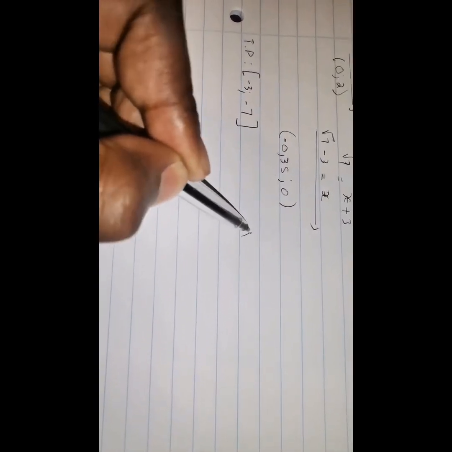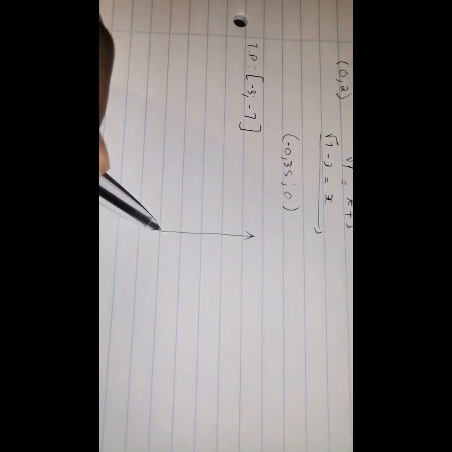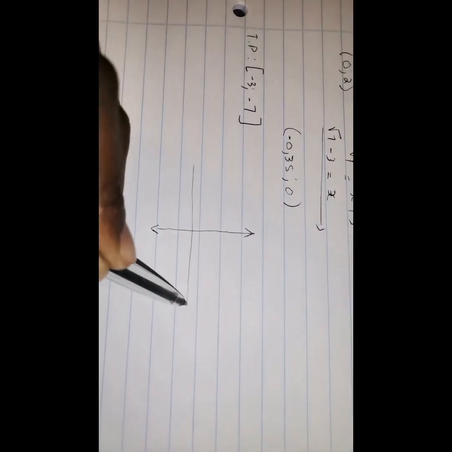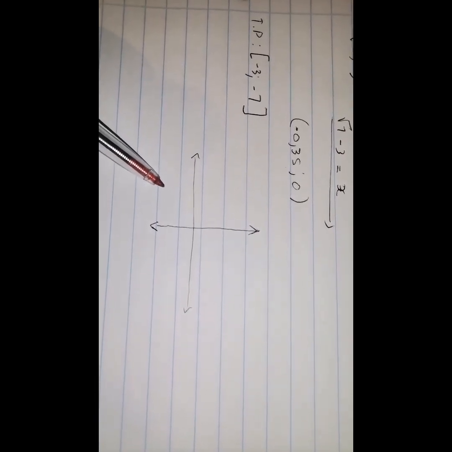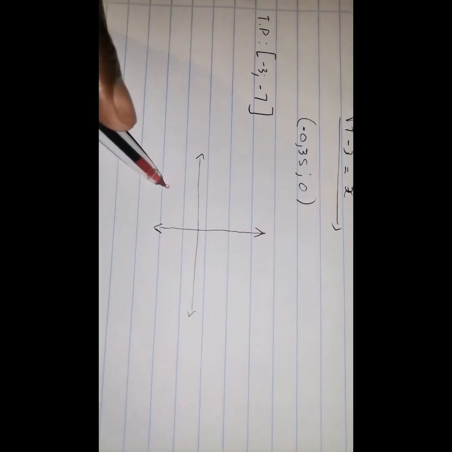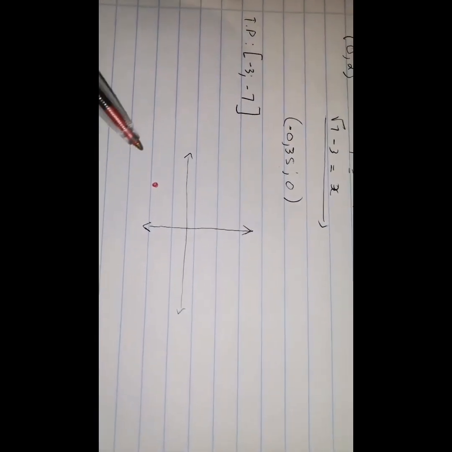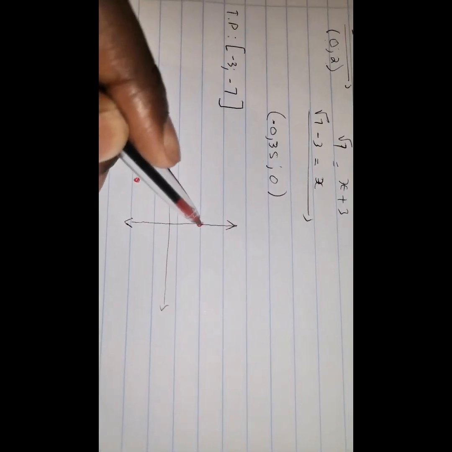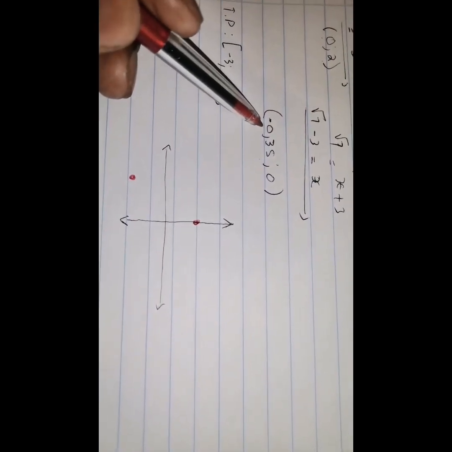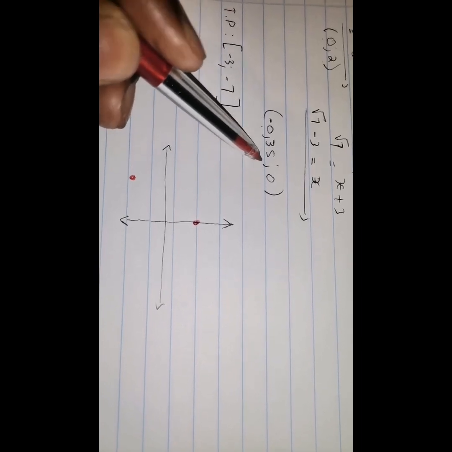Now let's draw the graph of this function. I'm not good at sketching, but I'll just try, guys. I'll just try to bring about some understanding in it. So let's plot negative 3, negative 7. Negative 3 is on the side, perhaps negative 7 is here. Yes, this is our turning point. Then we have the y-intercept 0 and 2. Then we have our x-intercept negative 0.35 and 0.